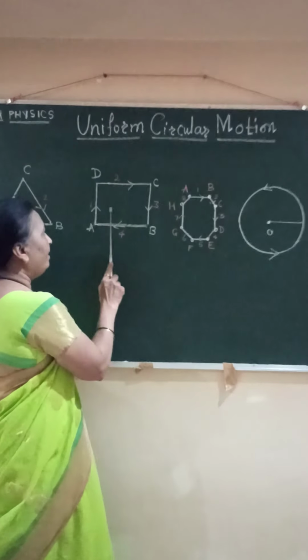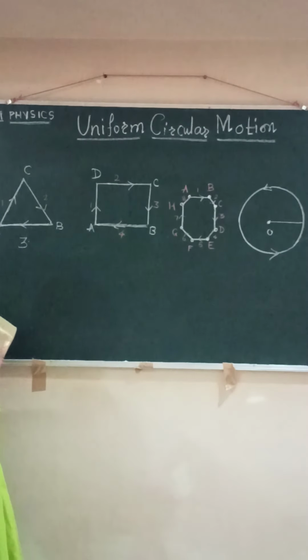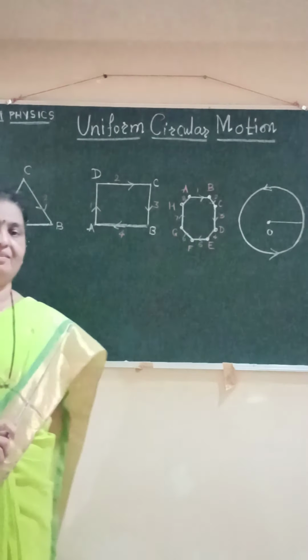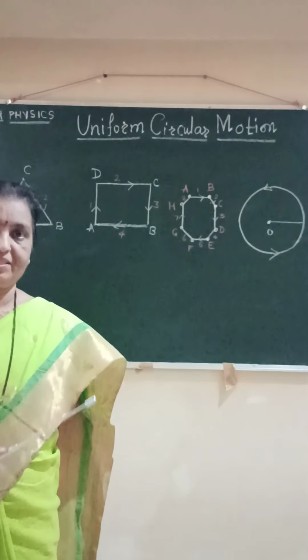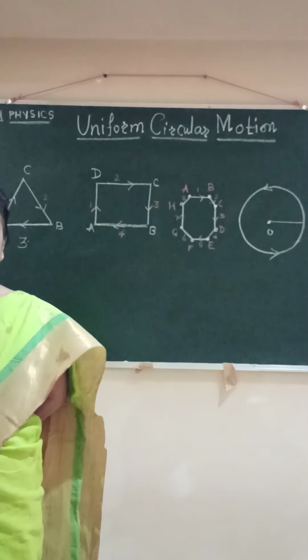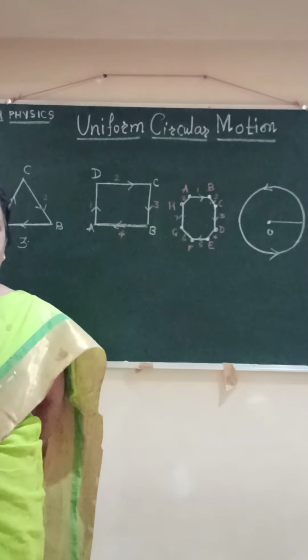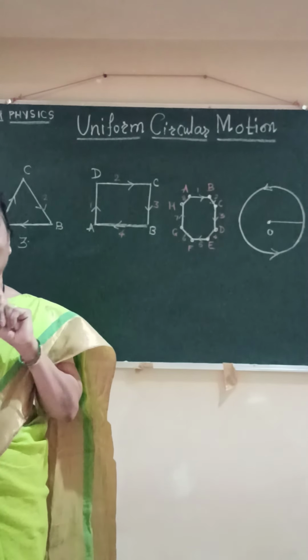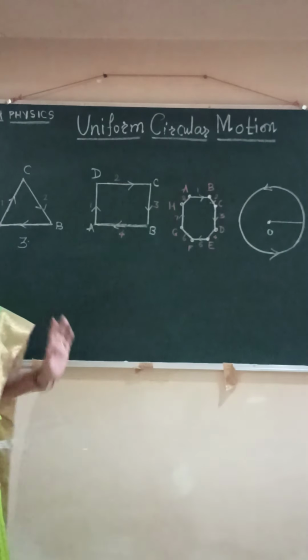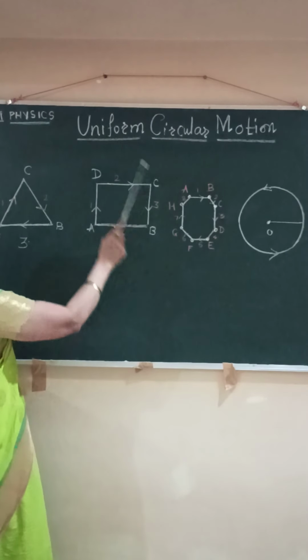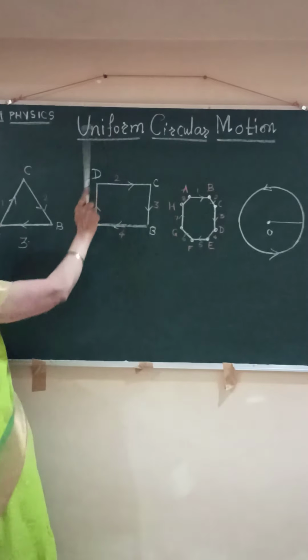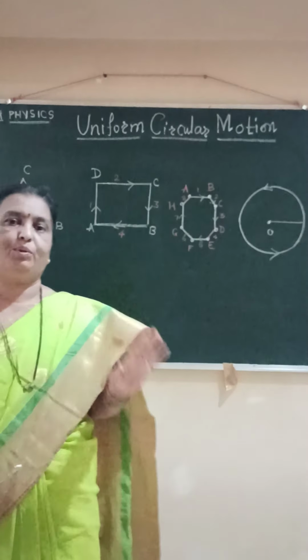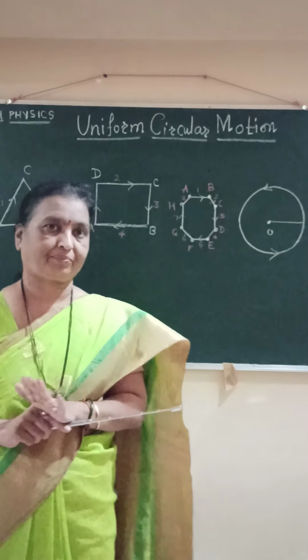So in these 3 cases, we can say that the velocity of the object does not remain constant. Though its speed is constant, its direction changes, so its velocity also changes. It does not remain constant, which means we can't say the motion is uniform. Uniform means the velocity should remain constant both in magnitude and direction.